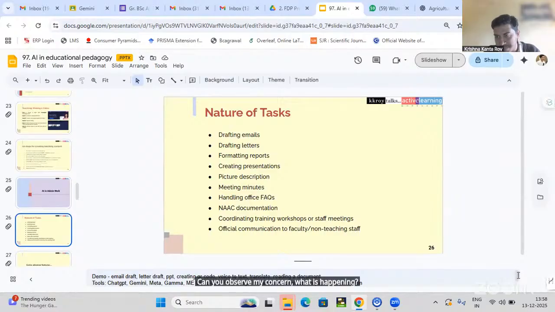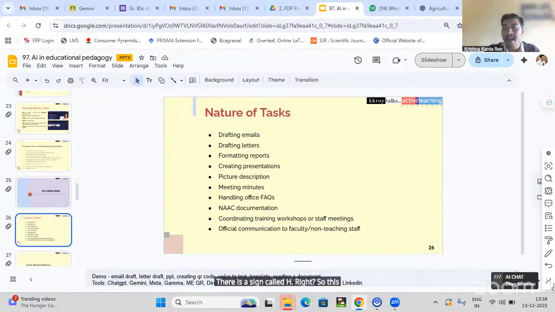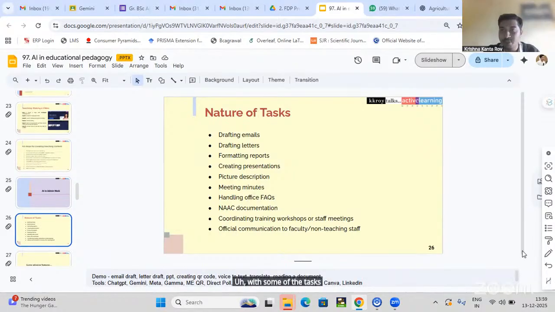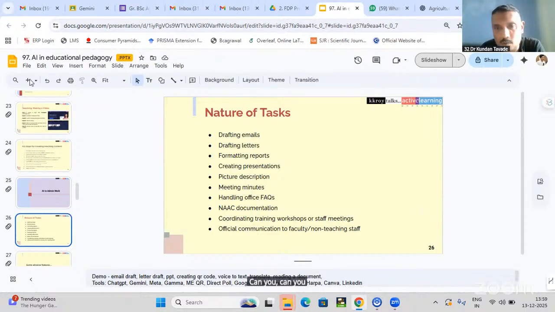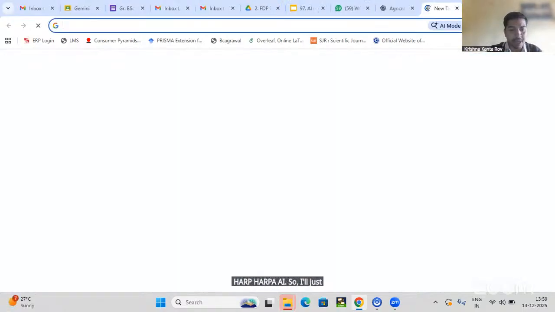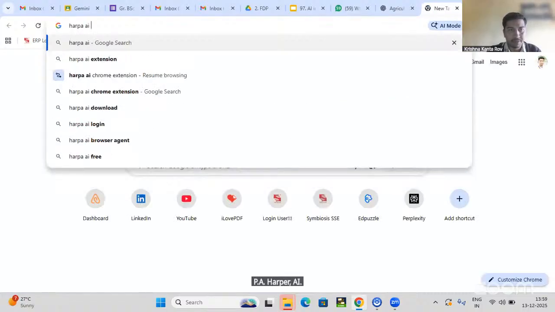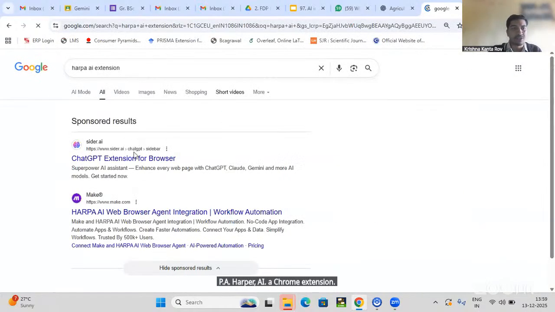Right bottom, there is a sign called H. Right. So this is called Harpa AI. It's a Chrome extension which works very nicely with some of the tasks. क्या task? What all tasks can it do? अच्छा, मैं आपको दिखाता हूँ. Can you put the name in the chat box? HARPA, Harpa AI, a Chrome extension. यही है सर. This is good for admin task.